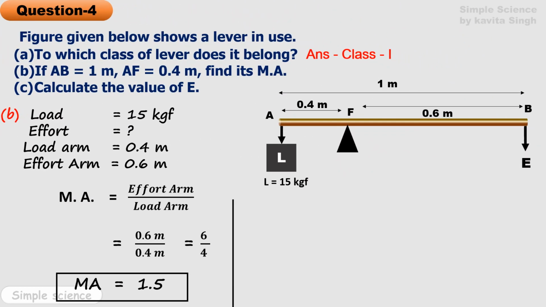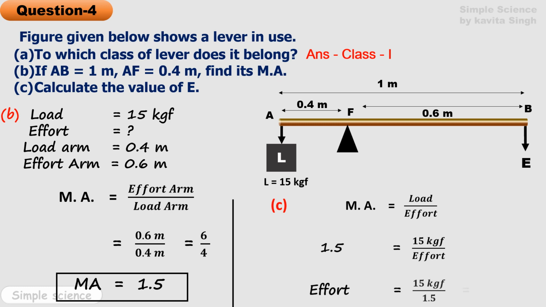Next question, question number 4. Same question, but there is another method of calculating the effort. Instead of using the principle of lever, load into load arm is equal to effort into effort arm, you can use one more method. You know that mechanical advantage of a machine is load upon effort, and mechanical advantage you have already calculated in B part. So we can use the formula MA is equal to load upon effort to calculate the effort, because we have calculated MA 1.5 and load is given 15 kgf. So effort value we can calculate and it comes to 10 kgf.